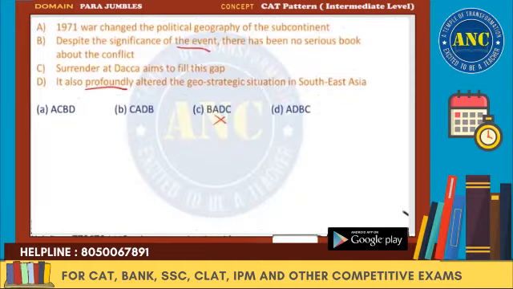"There has been no serious book about the conflict." "Surrender at Dhaka aims to fill this gap." What gap are we talking about here? The fact that despite it being a significant event, there was no serious book on it. So that is the gap that we are talking about, and this is filling the gap. So BC is a good pair that we can possibly find. Look at the last line. "It also profoundly altered the geostrategic situation in Southeast Asia." What also profoundly altered? We're talking again about the war that happened. So can we say AD and then talk about BC? That will be our answer. Look at the next one.